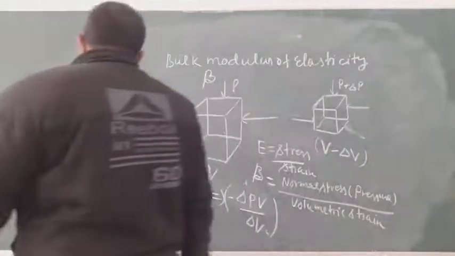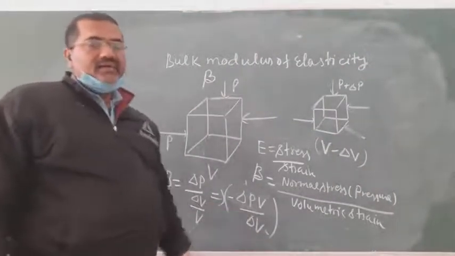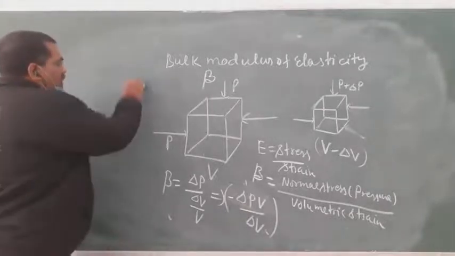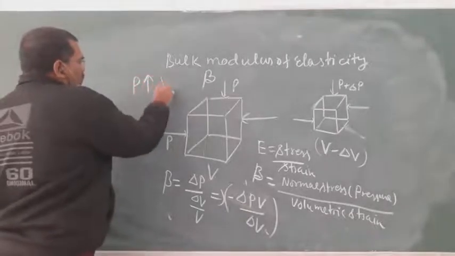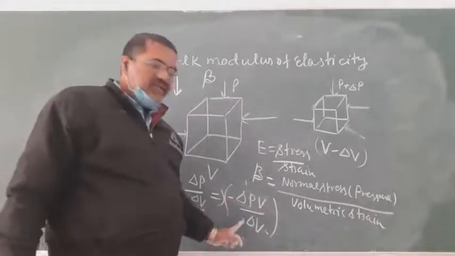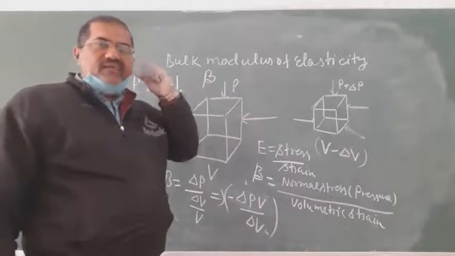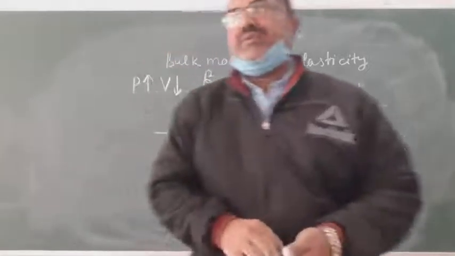So write it down. Minus sign indicates that as pressure increases, volume decreases, and vice versa.